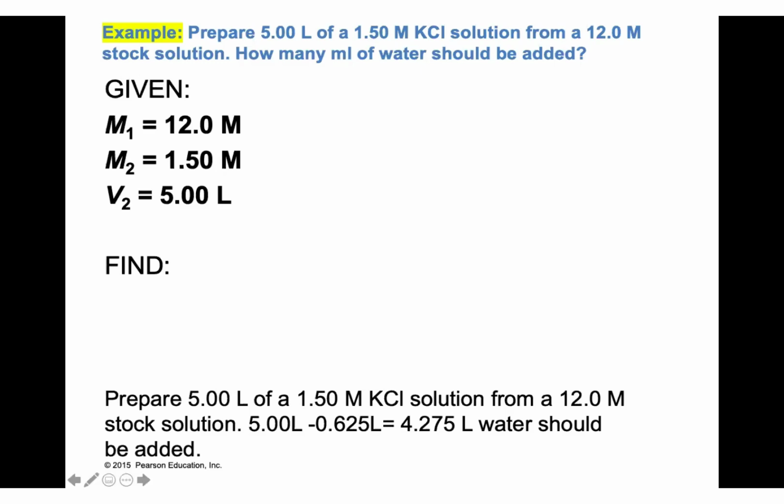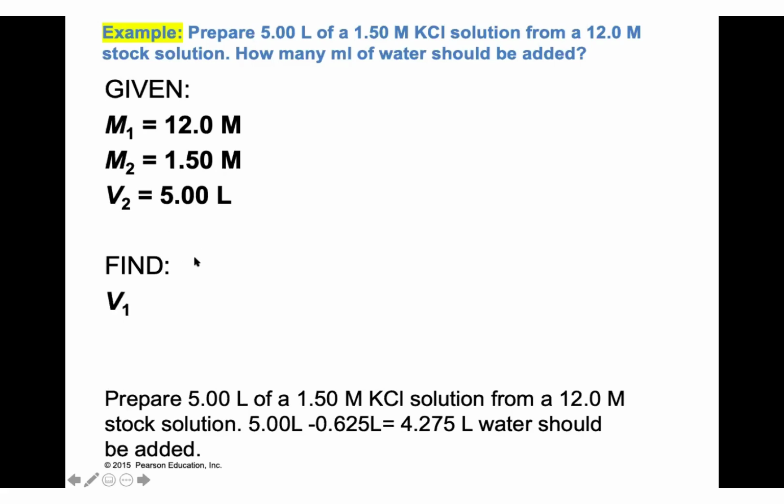So we're just going to say, okay, I know that the concentrated solution is 12. So I put M1, and I do not have the V1 here. So I'm going to find the V1, but I have the M2. My M2 here is 1.50 molar, and my V2 here is 5 liter. So they gave me 3 knowns and they asked for 1 unknown.